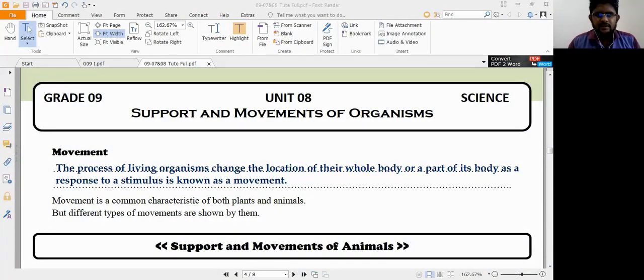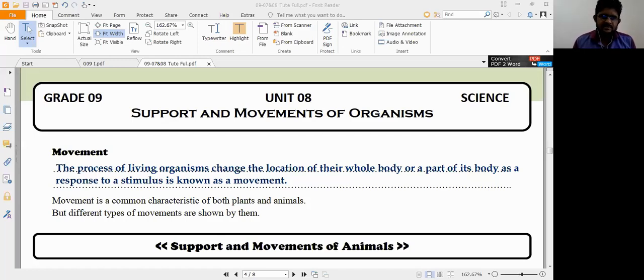So today's topic is unit number 8, support and movements of organisms. With the basics of this word we are going to discuss today. Very first, what is this movement? Simply we say movement means motion, moving from one place to another.